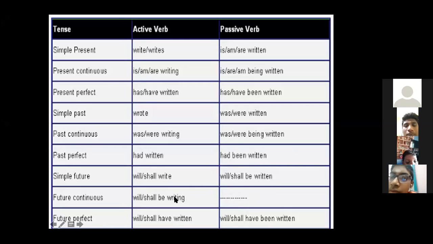Next, in the future perfect, will or shall have written. So, by June, they will have... The exam will have been written. It will come like that. They will have written the exam by July. Okay, so there, the exam will or shall have been written by them by July.